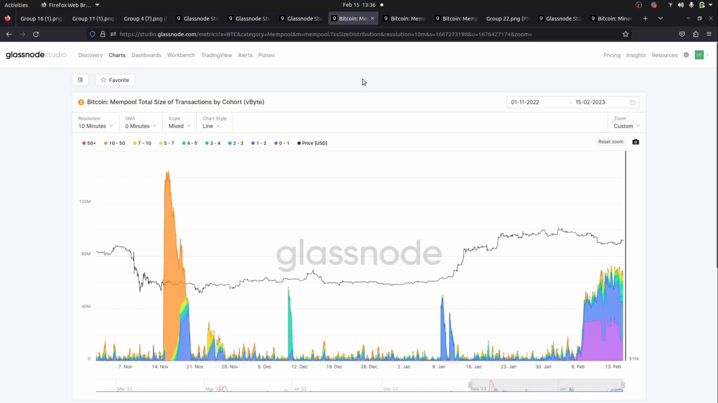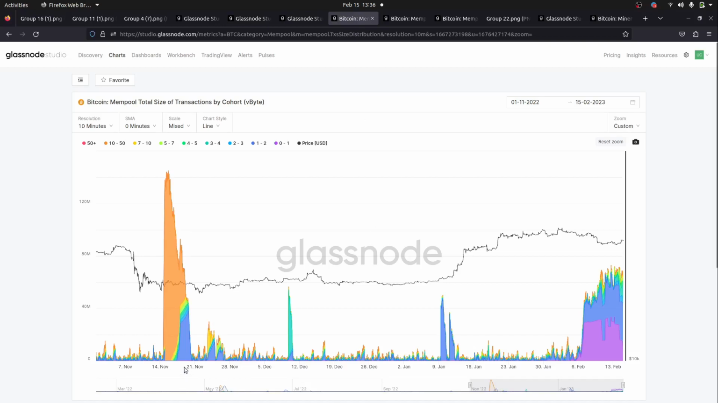If we look at the total size of these transactions and break it up in terms of the fee rate that they're paying, note here that the FTX implosion, this large orange spike, these are heavy fees. These are people paying 10 to 50 sats per byte. Mostly, in fact, I would say almost entirely monetary transactions. People panicking, people saying, get me the hell out of here.